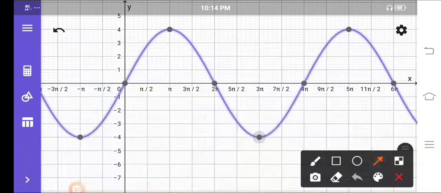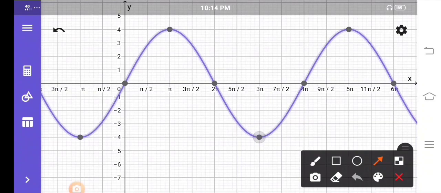To sum it up, our amplitude is 4. Our period is 4 pi, or one complete cycle is 4 pi. Our key points are pi and 4, 2 pi and 0, 3 pi and negative 4, and 4 pi and 0. Our domain is from negative infinity to positive infinity. Our range is from negative 4 to positive 4. The maximum value is 4. The minimum value is negative 4.